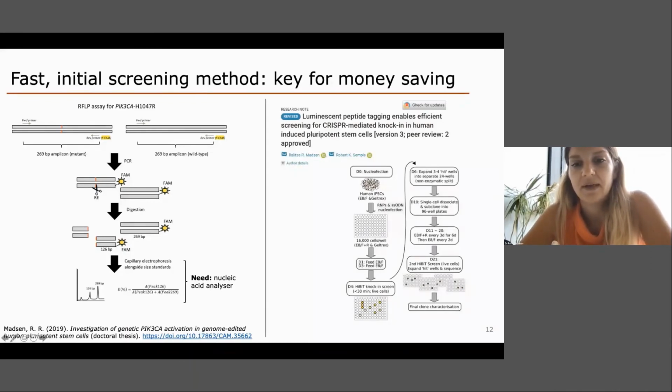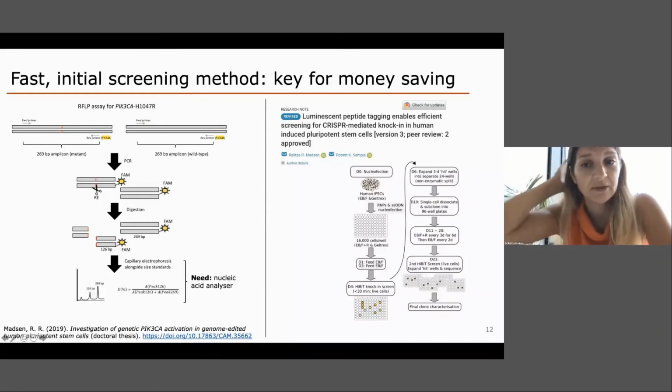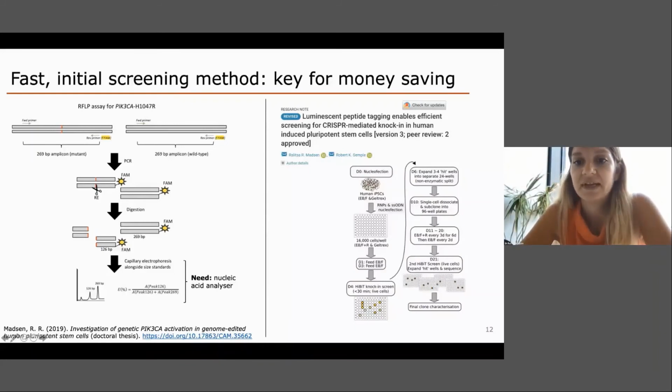But this can be made even more efficient, and that's something I worked towards at the end of my stay in Rob's lab, where I was aiming to optimize or set up a co-selection method relying on the knock-in of a luminescent peptide tag onto an extracellular surface protein on the iPSCs, which would then allow me detection of successful knock-ins by simply screening for luminescence. And this, importantly, can be done in live cells and takes less than 30 minutes, so you don't have to replica plate or to extract DNA from the cells.